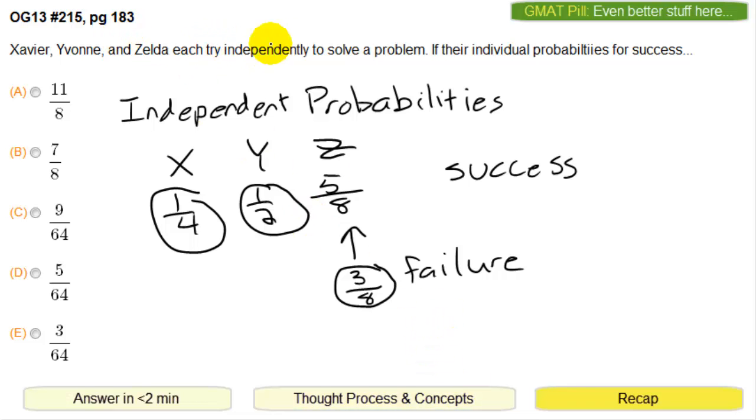So as a recap, we have a word problem. The word problem tells us that there are individual probabilities of success, and they all act independently of each other. If they act independently of each other, that means you can multiply the probabilities of success or failure. And if there's a particular sequence, meaning you want success, success, failure, then you simply multiply the probability for success, the probability for success, and the probability for failure for each of these three, just like we did here. And it turns out the probability is 3/64. Choice E.